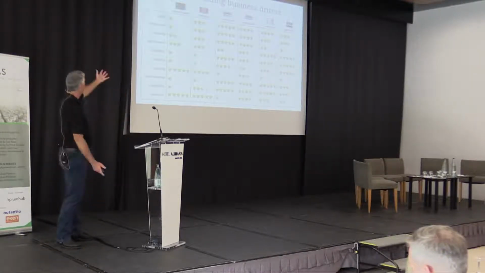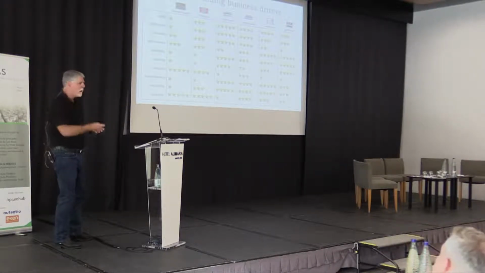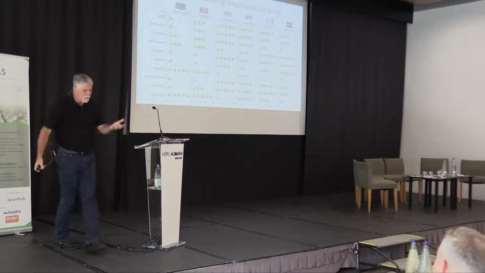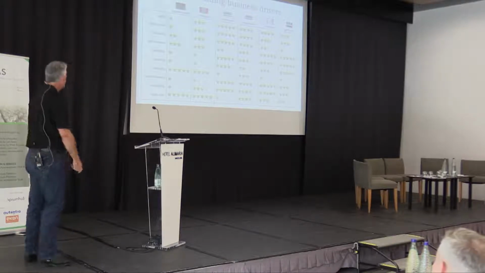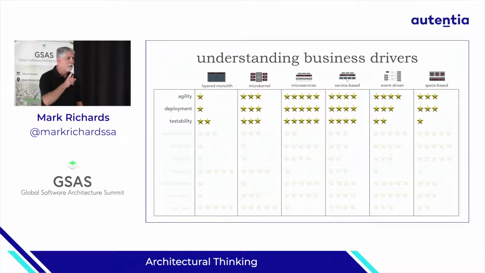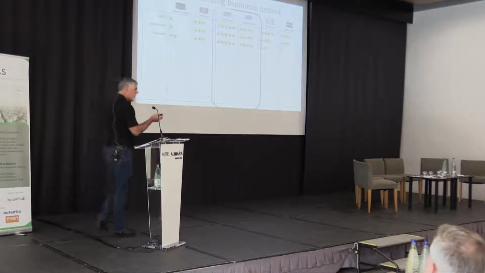And here's all of our choices. We can do a layered monolith, that's our traditional n-tiered layered architecture. We can do a microkernel, microservices, service-based, event-driven, or even space-based architecture. Which would you choose? Because those are the three important ones: agility, deployment, testability. If that's what's important to the business, and you have layered, monolithic architectures, I'm not sure you're going to succeed. But rather, these architectures with 5 and 4 stars are the right choice.